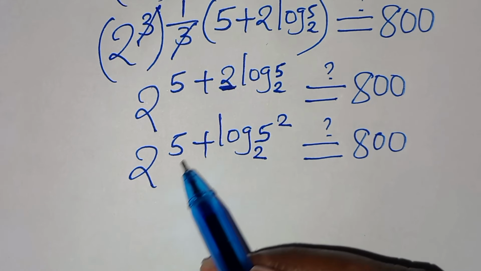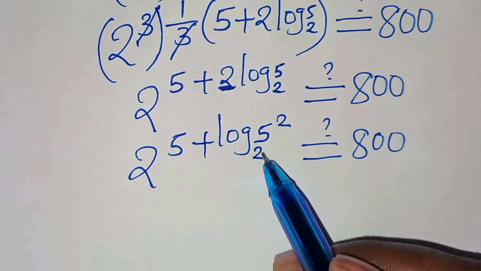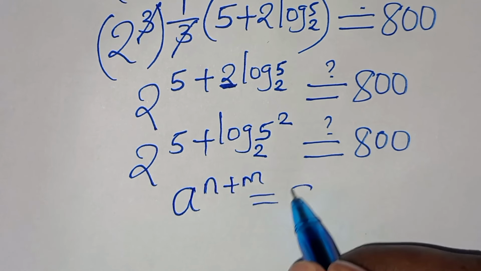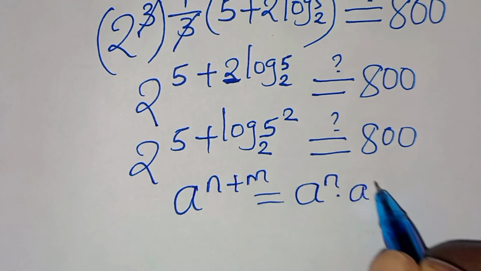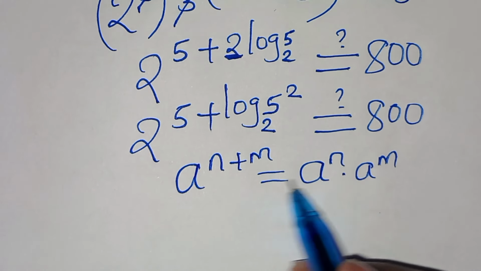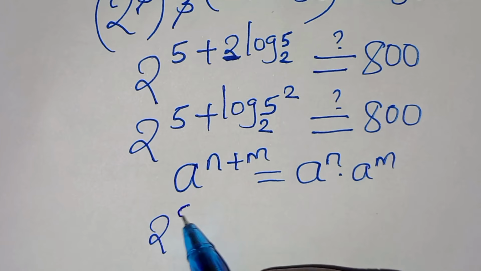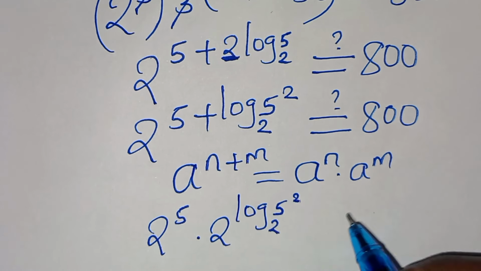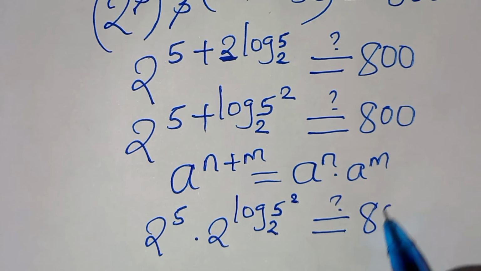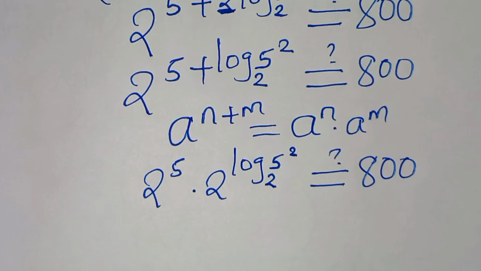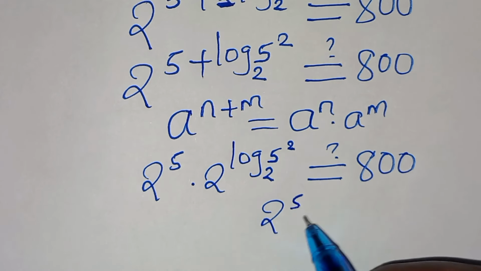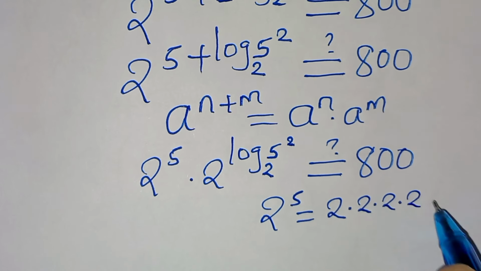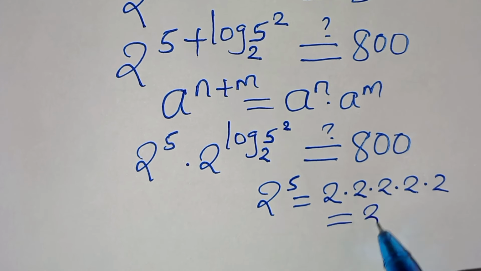Now 2 to the power of 5 plus log 5 to the power of 2 to base 2 is in the form of a to the power of n plus m, which we can express as a to the power of n times a to the power of m. Applying this exponent property, then here we have 2 to the power of 5 times 2 to the power of log 5 squared to base 2. This is supposed to give us a value of 800. Now 2 to the power of 5 can be expressed as 2 times 2 times 2 times 2 times 2, and this is the same thing as 32.